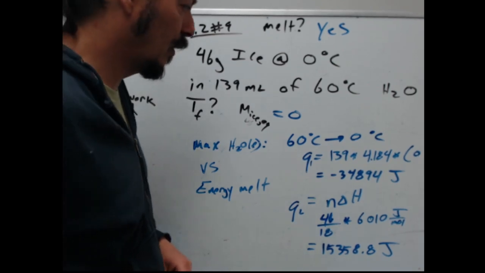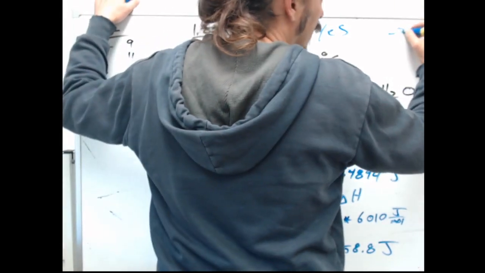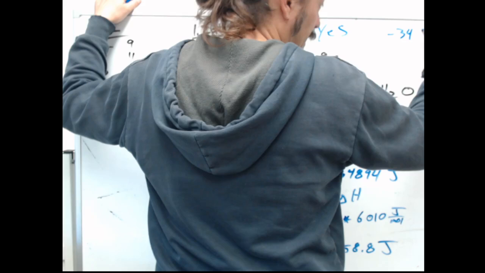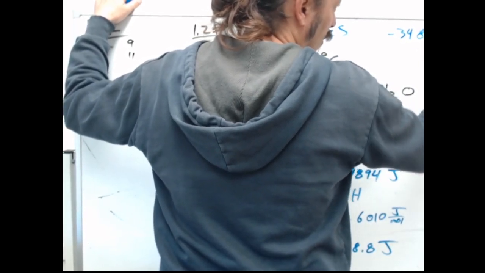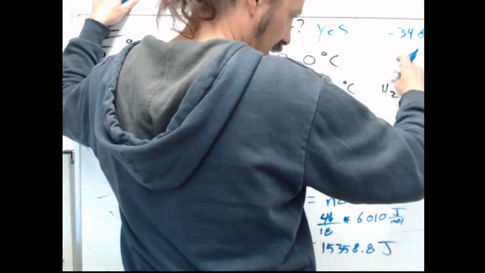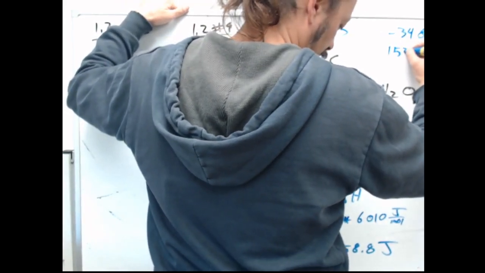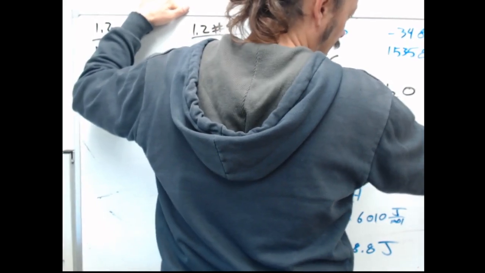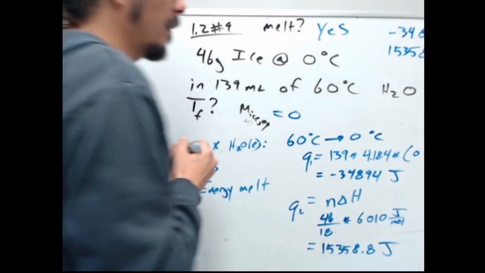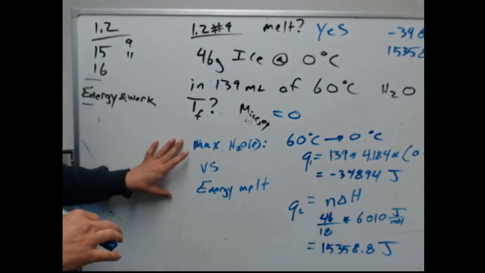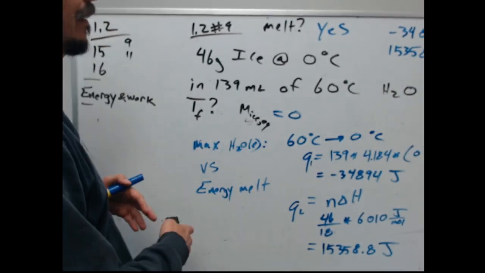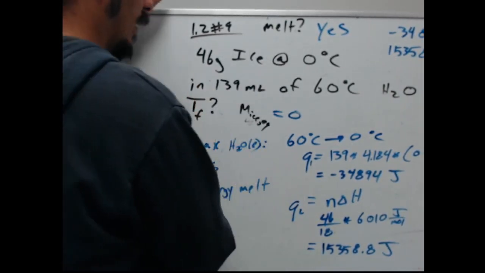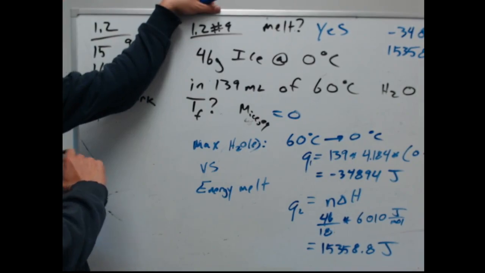Again, I'm going to write these numbers in the corner real quick because you'll see them come back. -34894, we'll call that Q1. And actually, that number is not going to come back. It's fine though. And then we're going to have 15358, Q2. And we'll see which one of those comes back. So I'm going to erase this work in blue, and we're going to look at it kind of conceptually, what happens as our ice melts into our water completely. We ready for that? Okay.